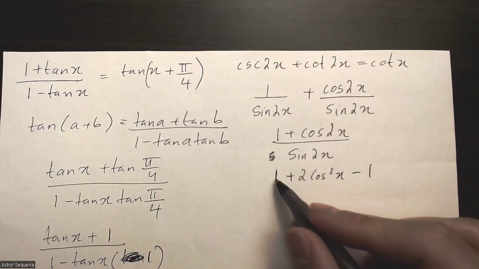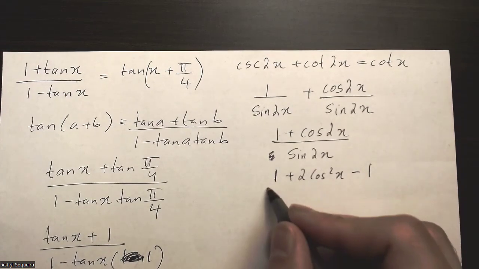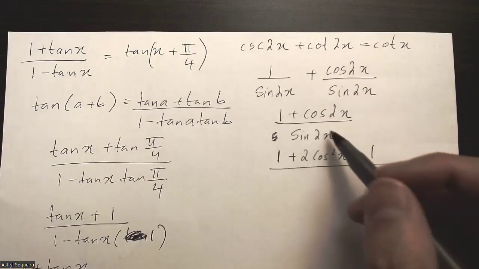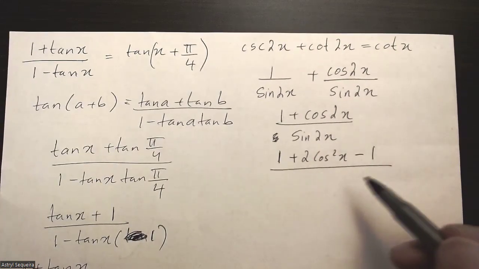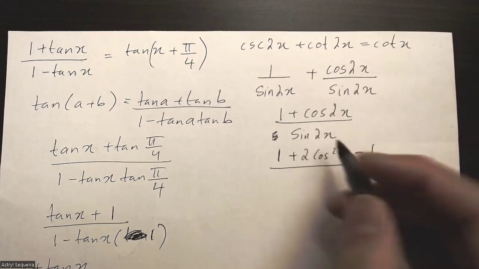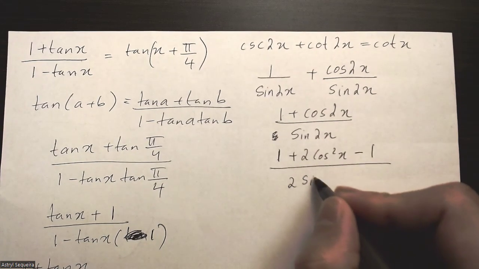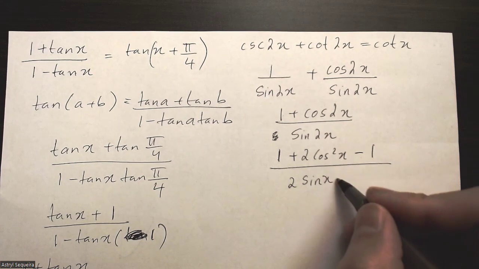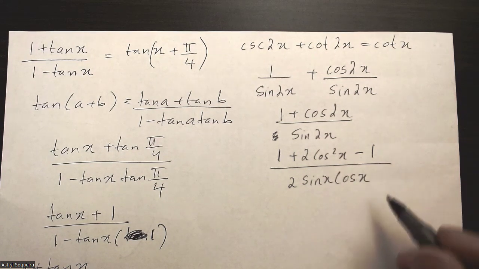And I picked this formula because this 1 and this negative 1 will cancel in the next step. But even if you pick any of the other ones, eventually you will get the same answer. It just might be 1 or 2 steps longer. Sine 2x, we only have one choice, which is to replace it with 2 sine x cos x.